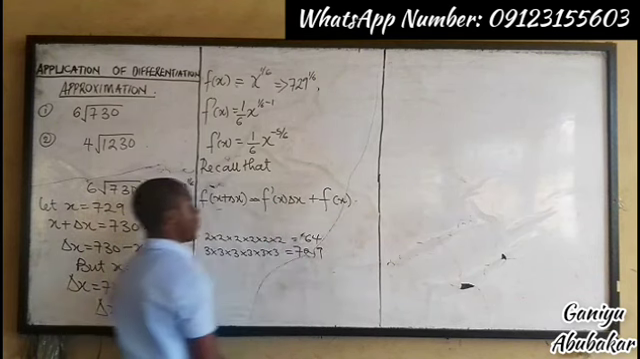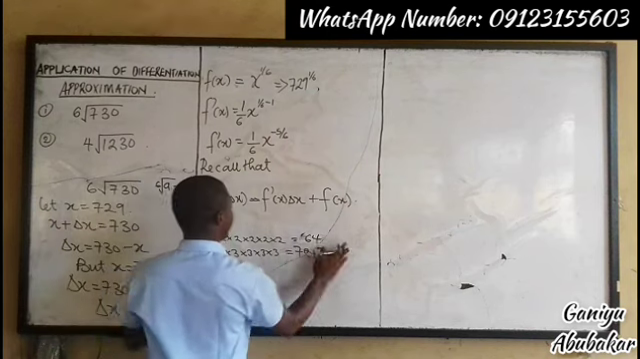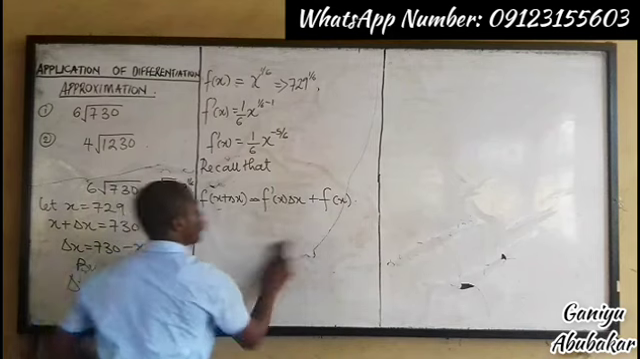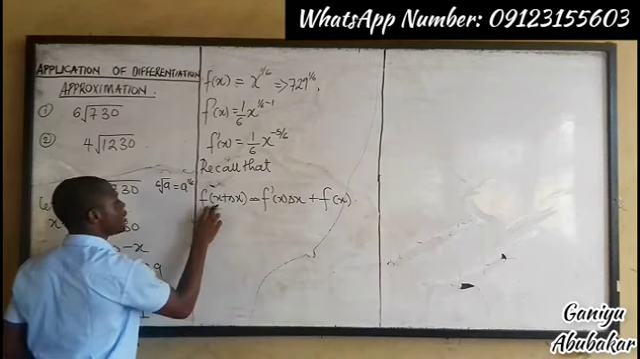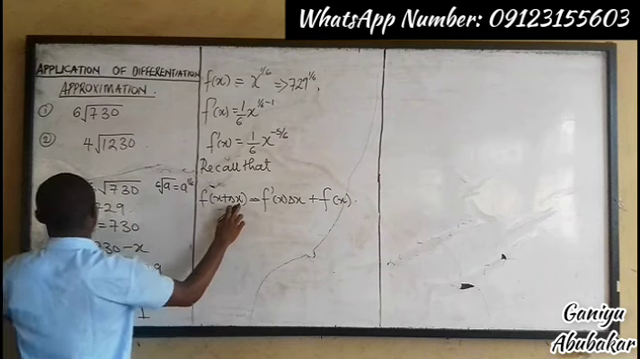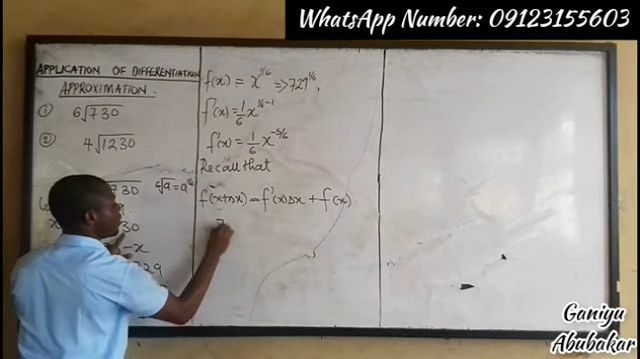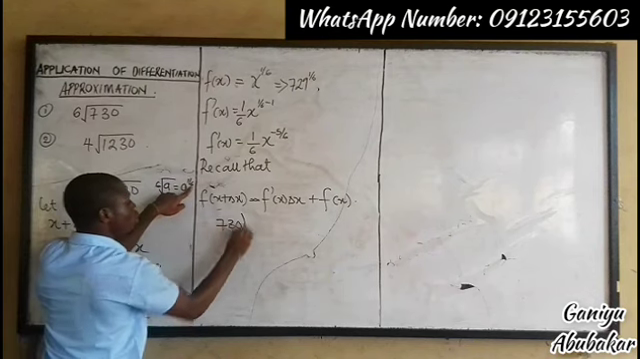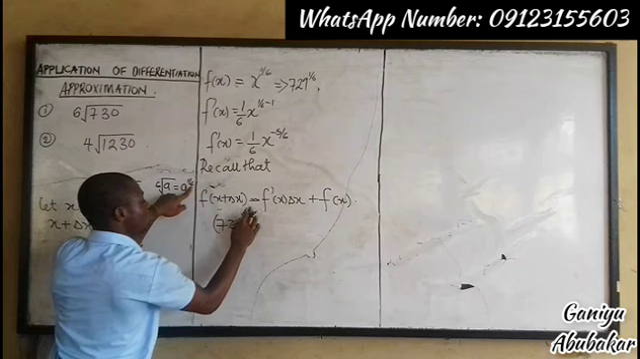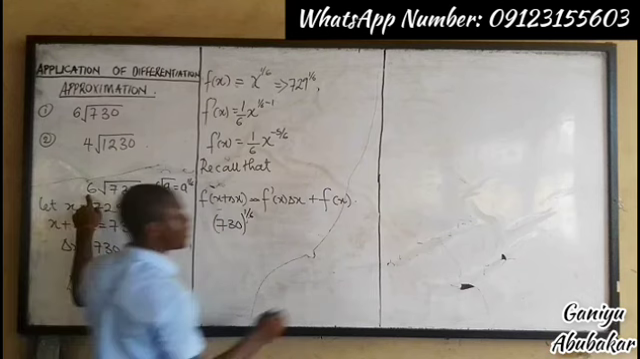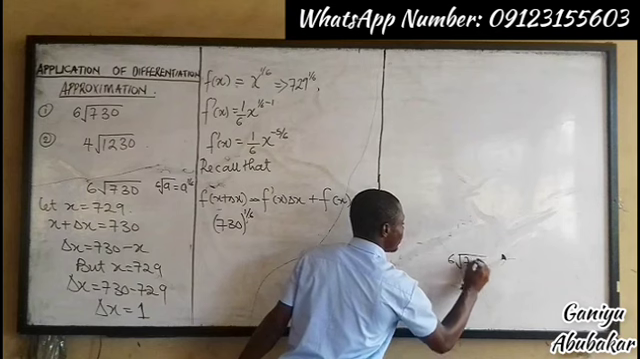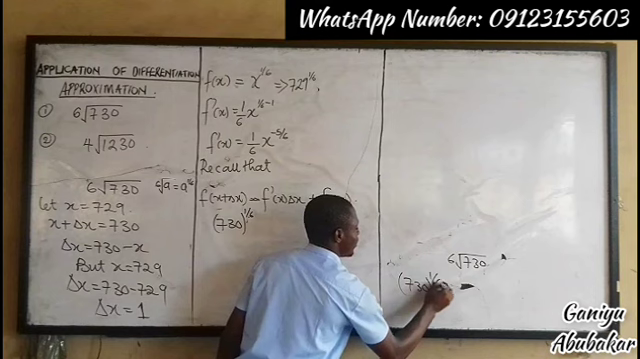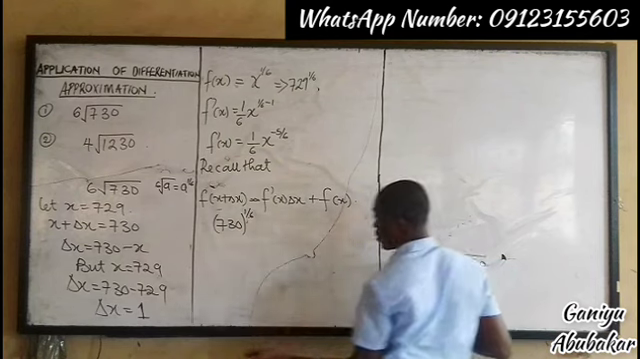I'm here. So let's put in our values here. So putting in my values, f of x plus change in x is 730, to the power 1 over 6. So in other words, if I have the 6th root of 730, this can be written as 730 all to the power 1 over 6. This is what I have here, the same thing.